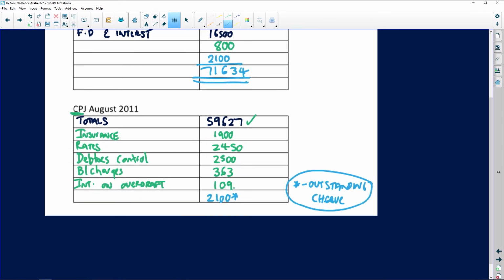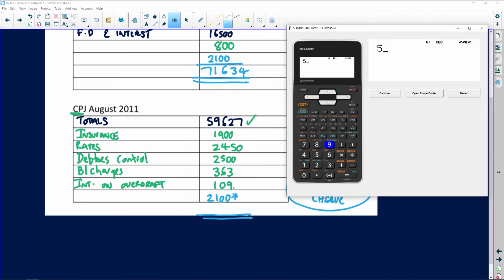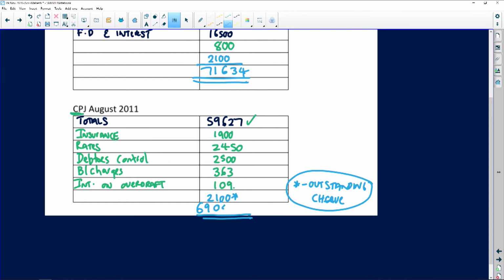Let's now do the same for the CPJ. So let's total the cash payments journal. We started off with an opening total of 59,627. We are now adding 1,900 plus 2,450 plus 2,500, plus the bank charges 363, and then finally, plus the interest 109, and then finally the 2,100, and that should give us a total for our CPJ of 69,049. So 69,049. Okay, right, so that's done.